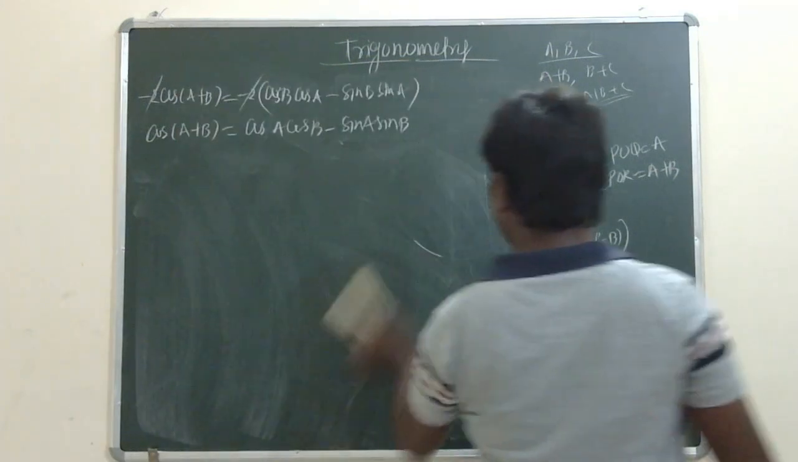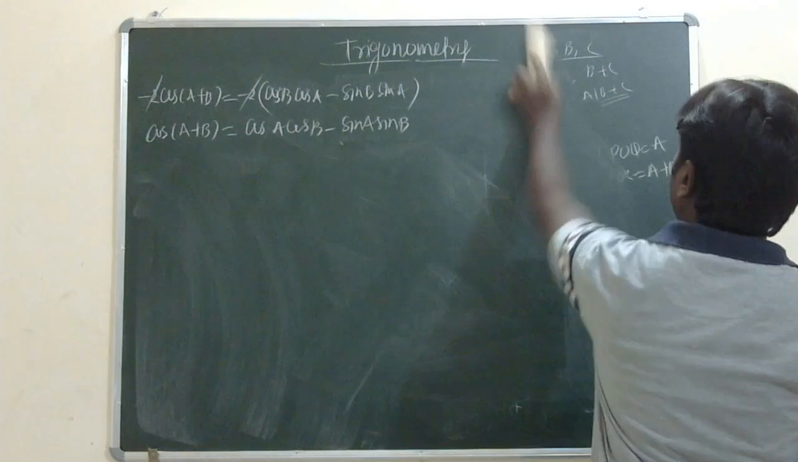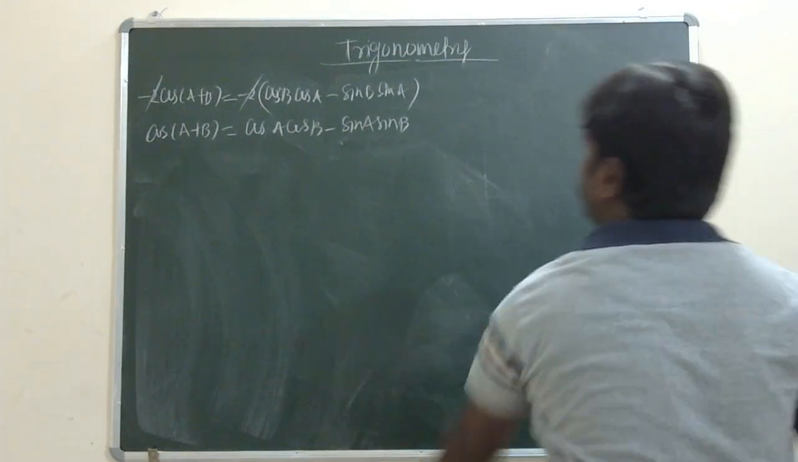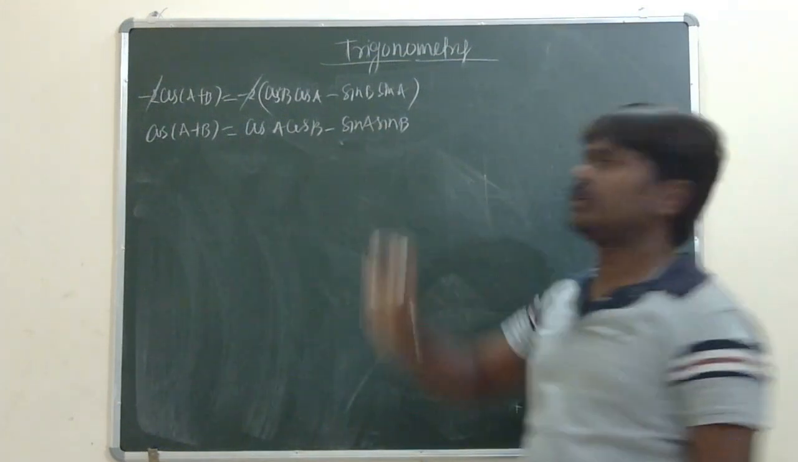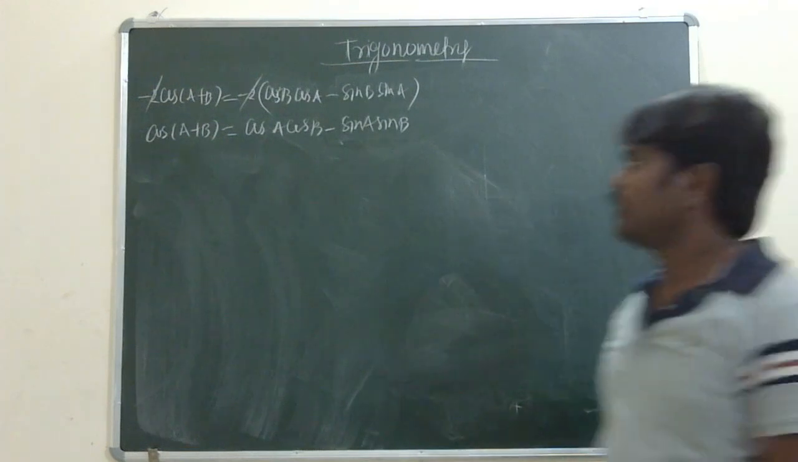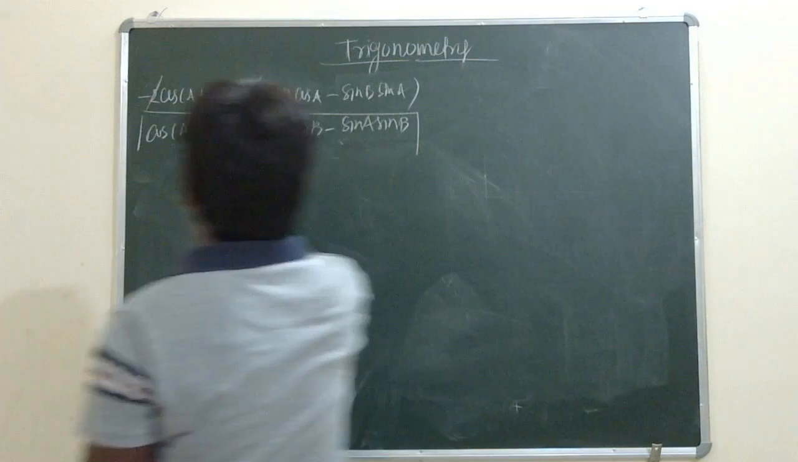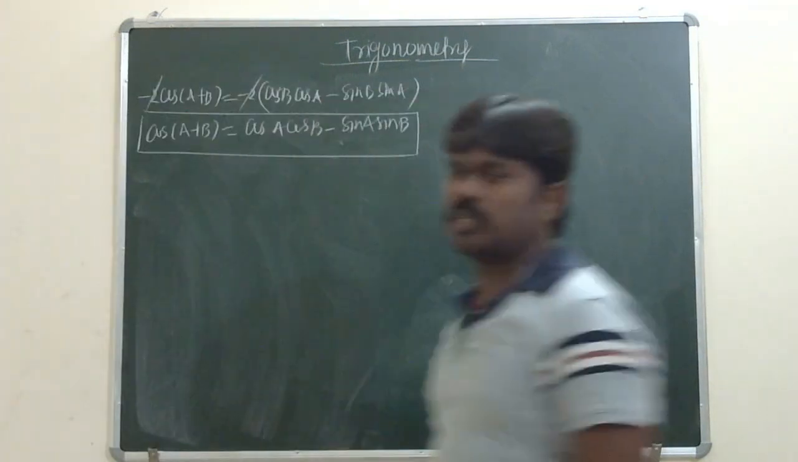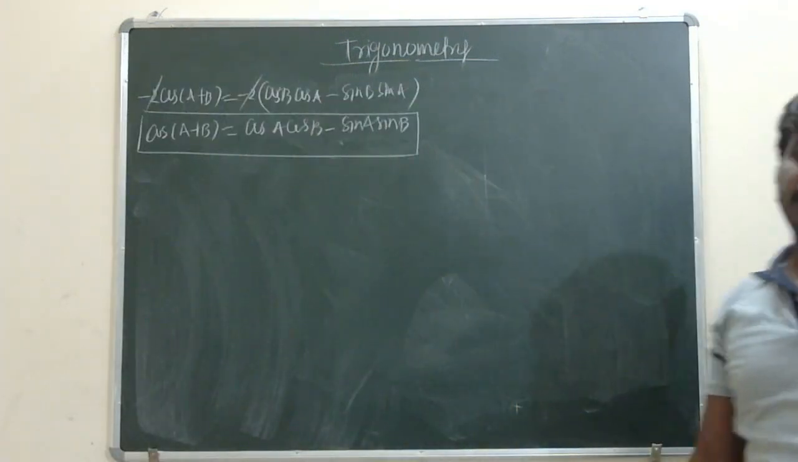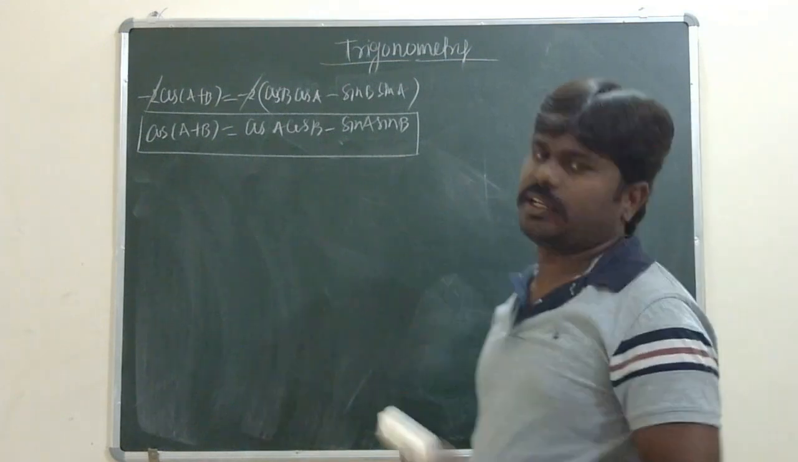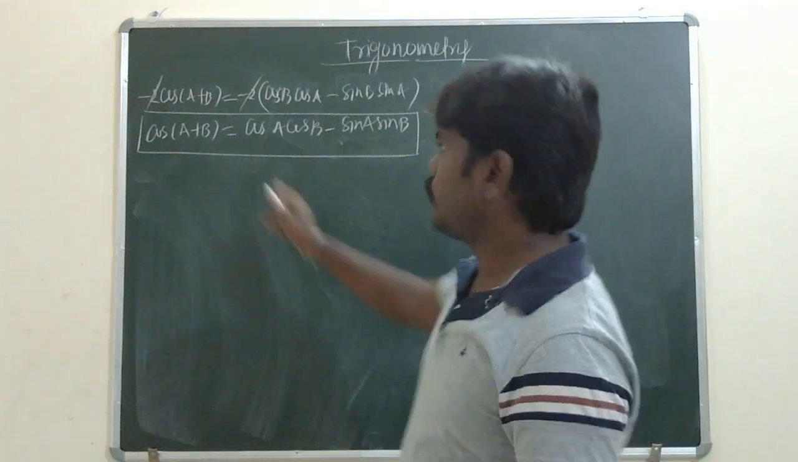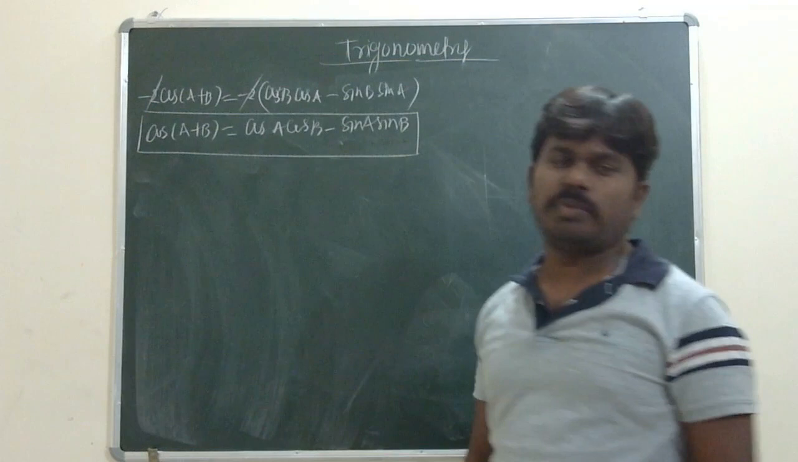Okay, so this is the proof of cos(a + b) = cos a cos b − sin a sin b. This is a very important formula. By this formula we are going to prove cos(a − b), sin(a + b), sin(a − b), tan(a + b), tan(a − b), cot(a + b), and cot(a − b) also. So cos(a + b) is equal to what? cos a cos b − sin a sin b.